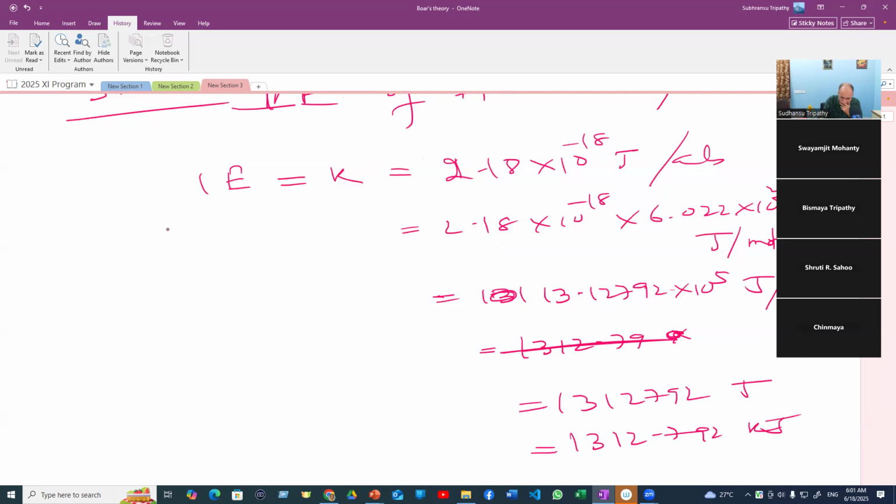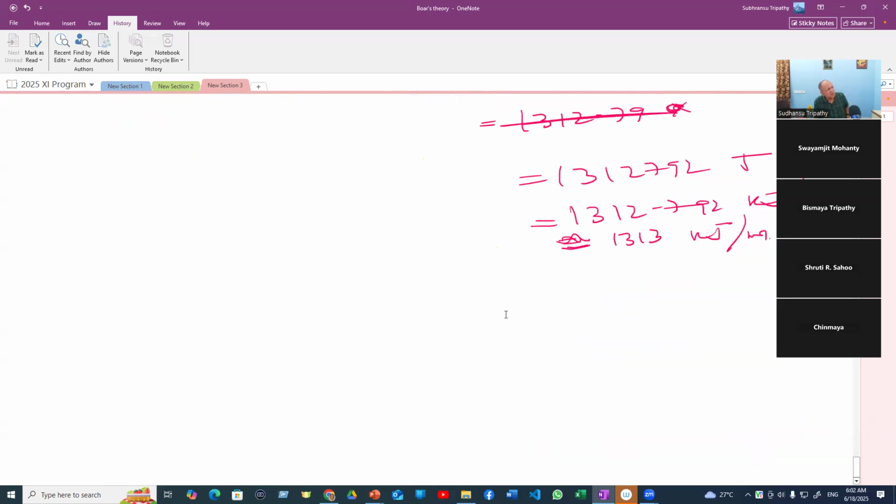1312.792 kilojoules per mole, or approximately 1313 kilojoules per mole. That is the IE per mole of hydrogen. It will be different for the second ionization energy of He plus, which will be 4K. Per mole you have to multiply by the Avogadro's constant. So all these you can find out.